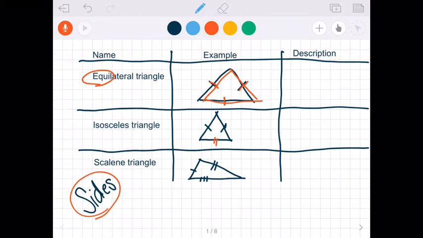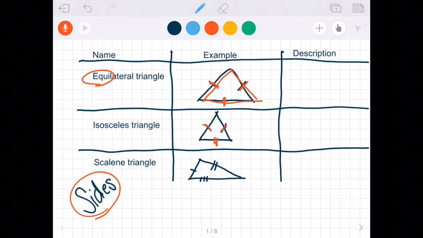And it doesn't have to be perfect, but if you have those little marks there on the sides, those marks indicate that each of these sides is equal. For an isosceles triangle, only two of the sides are of equal length. This third side has 2 marks on it because it's not the same length as the sides that have 1 mark on them. A scalene triangle, none of the sides are equal. They are all of different lengths.